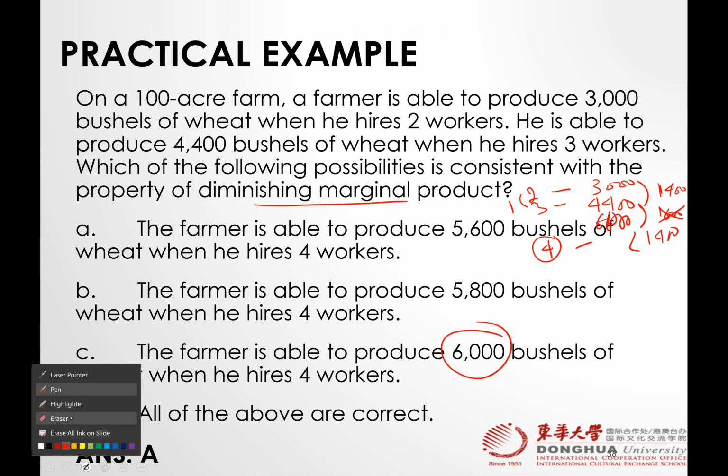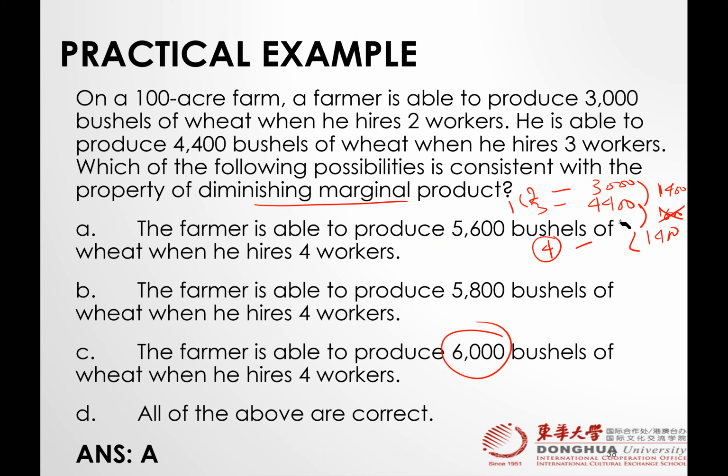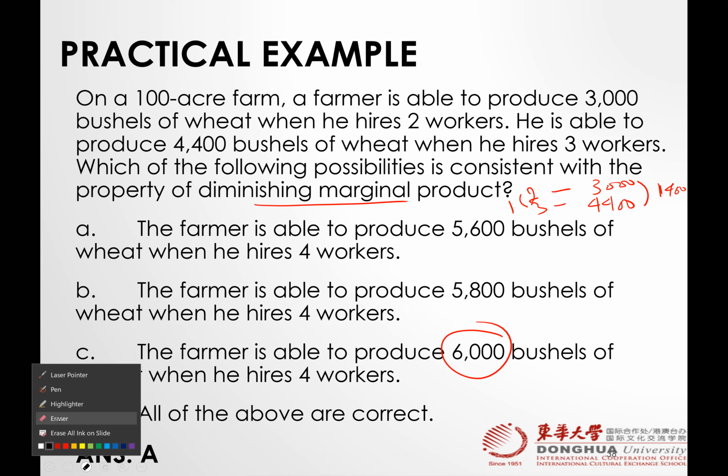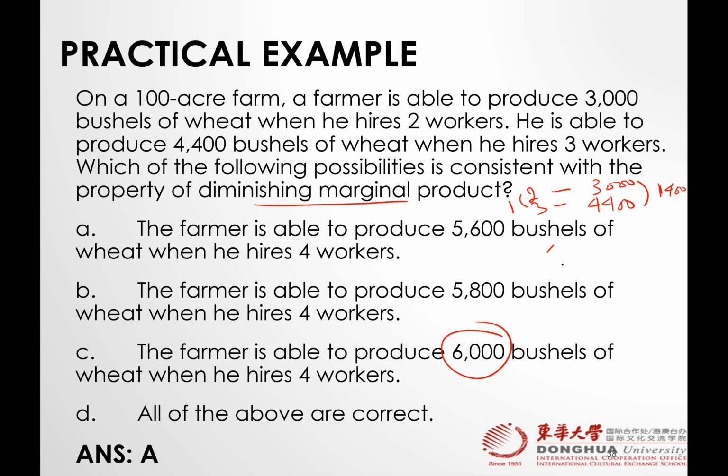If they hire a 4th worker and they produce 5,800, the difference is exactly 1,400. But diminishing marginal return says that the next person that you hire will only contribute less than before. So they are producing even. That is not the answer.